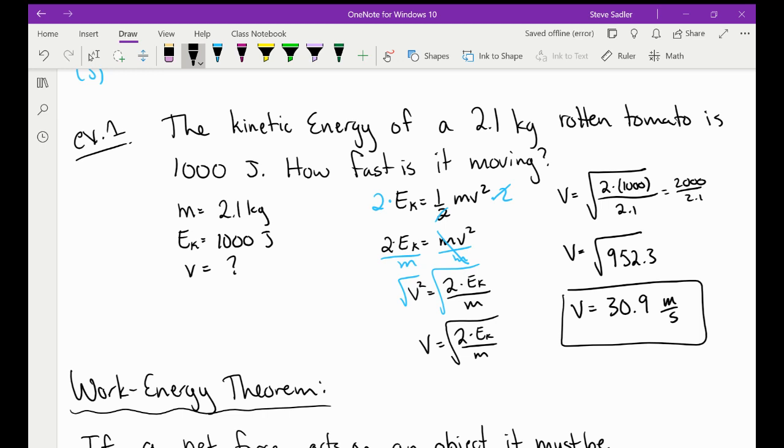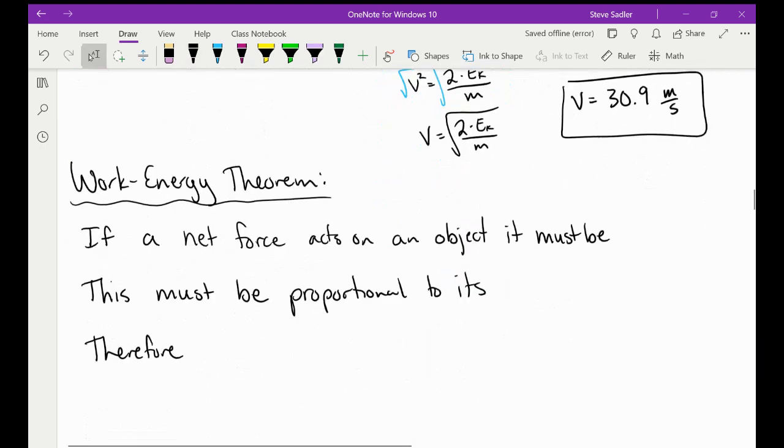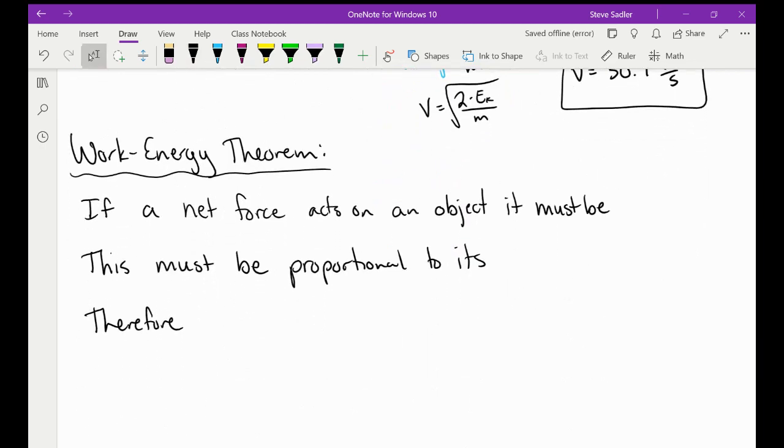So earlier when we looked at force, we talked about the work energy theorem. Let's dive a little bit into that. Basically it says if a net force acts on an object, it must be accelerating. We know that, right? If there's a net force, there's an acceleration. F net is equal to ma. But this must be proportional to its change in kinetic energy.